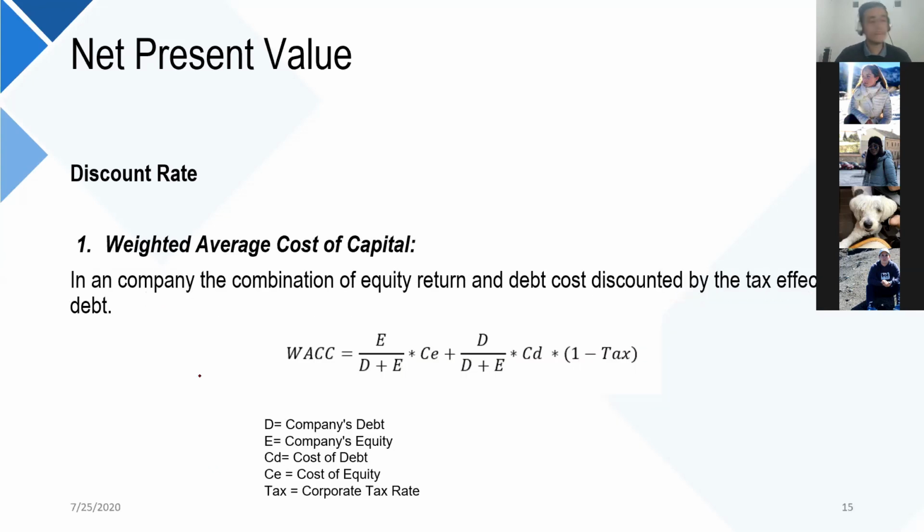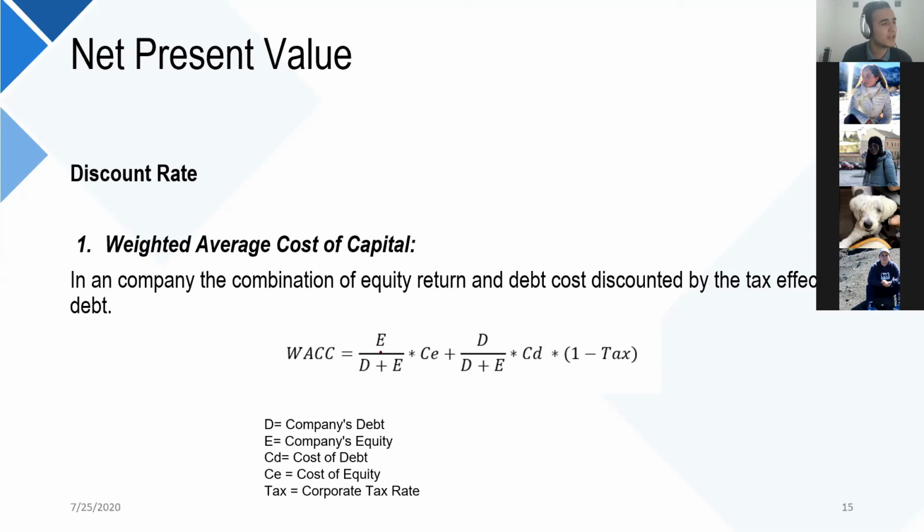No questions here, right? Okay. And the next one, which is a bit more complicated, is the weighted average cost of capital, that is the WACC. The weighted average cost of capital is a combination of returns and cost of debt discounted by the tax effect on the debt. And this is a formula. It's actually just a weighted average. You have a percentage, you turn your rates into percentages and you add them up, and that's actually the WACC. It's pretty easy and straightforward.